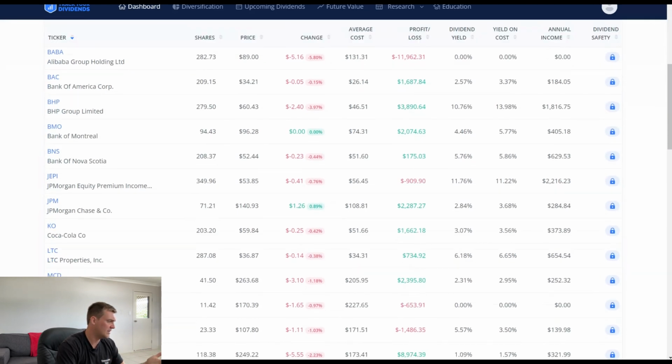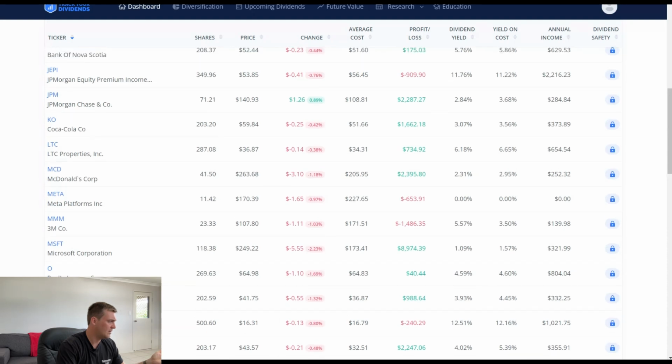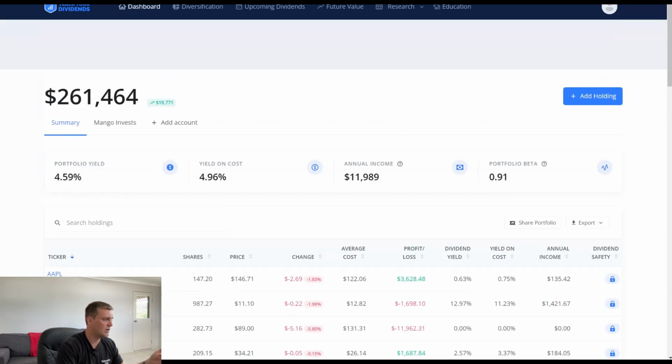For example, here you can see I've got at least 25 to 30 holdings within the portfolio, and it's all free. Now there is a paid version that gives you an extra amount of tools, but realistically you don't really need it. But what I've done here, this is my dividend portfolio, so currently $261,000.